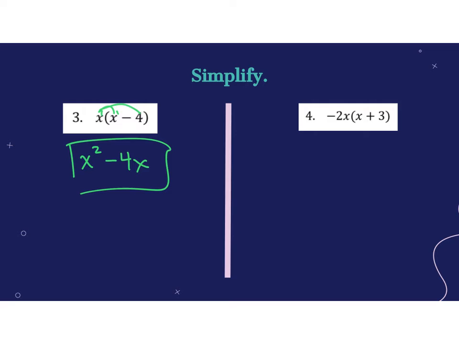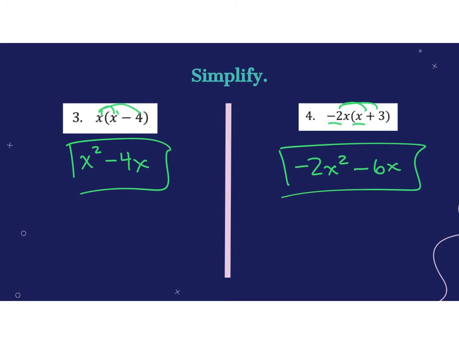In number 4, I have negative 2x times the quantity x plus 3. Negative 2x times x is going to give me negative 2x squared. And negative 2x times 3 is going to be negative 6x. And again, no like terms, nothing to combine.